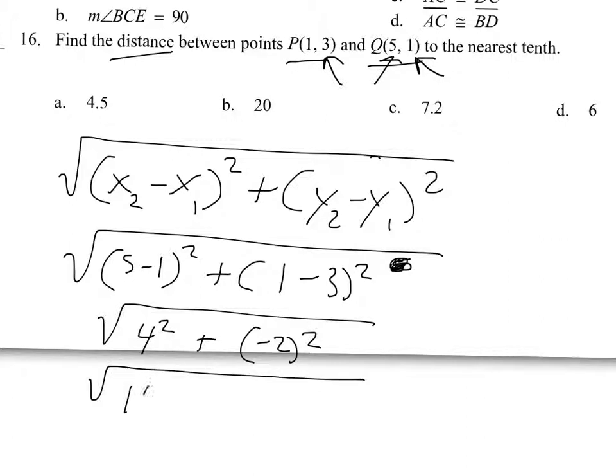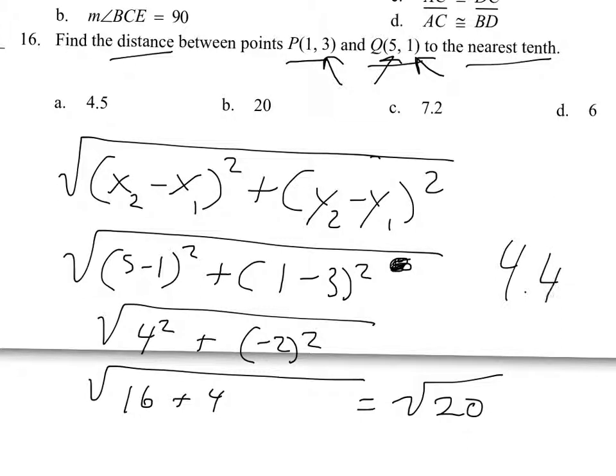4 squared is 16, negative 2 squared is 4. So we end up with the square root of 20. And we put that in our calculator to the nearest tenth. Put that in the calculator, hit enter, and I believe you end up with 4.4 something, 4.5, 4.7, which when we round it to the nearest tenth, we end up with A, 4.5.